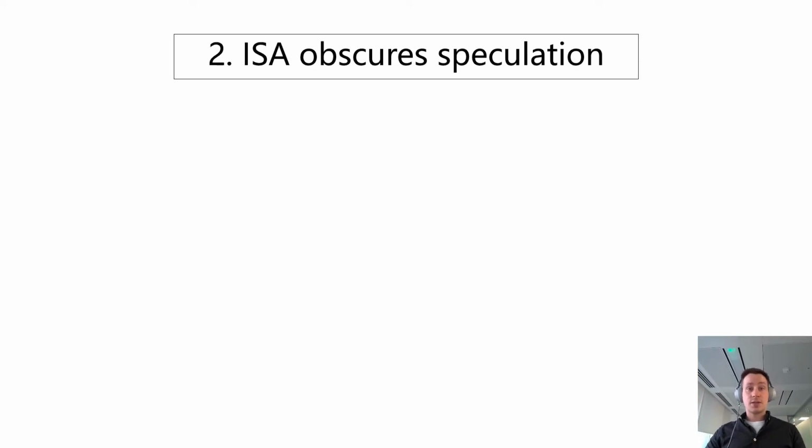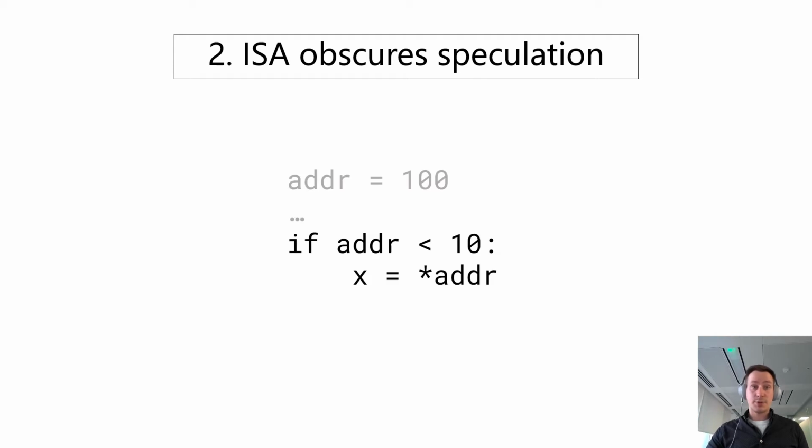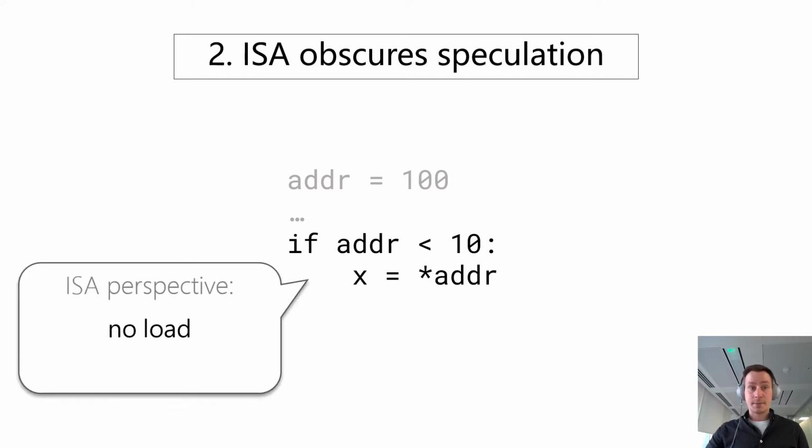The second issue is that ISA hides speculation. For this, consider this program. Here we have a branch that permits memory access only if the address is below 10. So in this example, the address is above 10, it's 100, so the access is not supposed to happen. Accordingly, the ISA perspective would be that there is no load in this program.